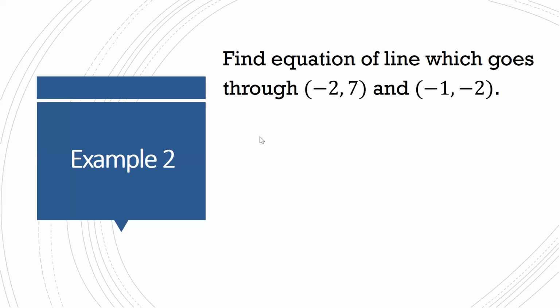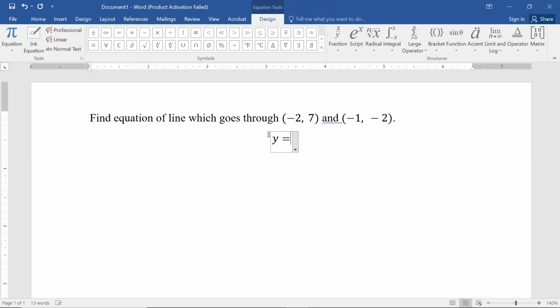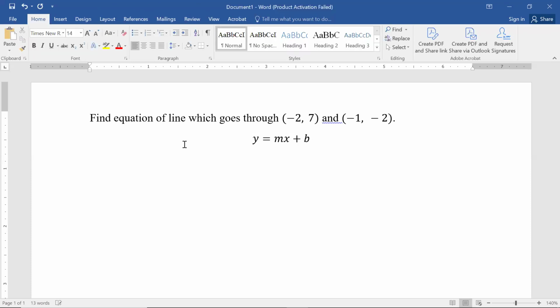Let's do another example. And if you want to try this on your own, you could pause the video right now. I'm going to go right into the example though. Find the equation of the line which goes through (-2, 7) and (-1, -2). I'm looking for the slope-intercept version of the line, y equals mx plus b.